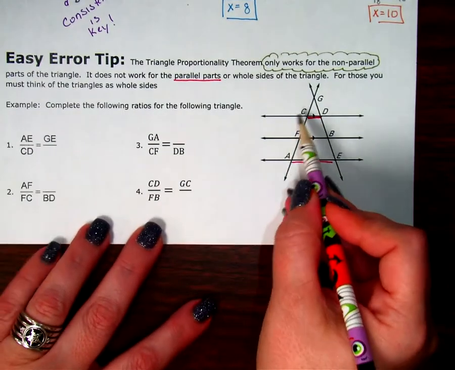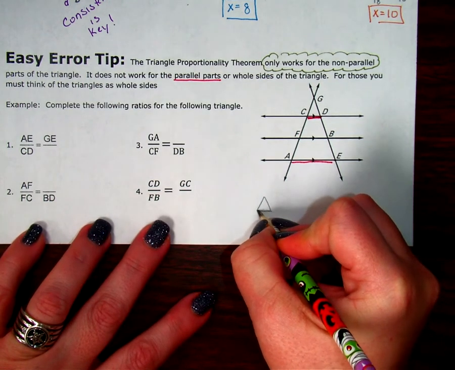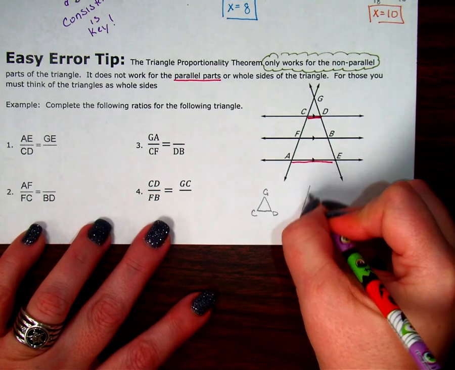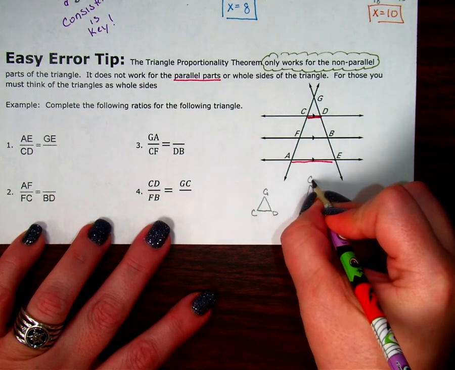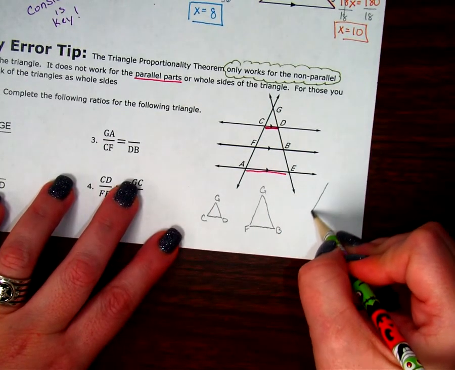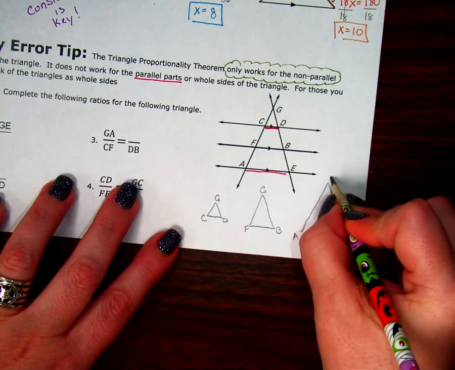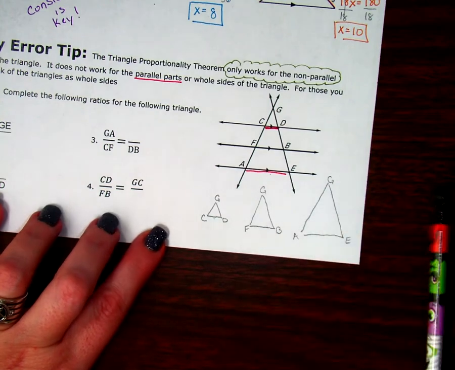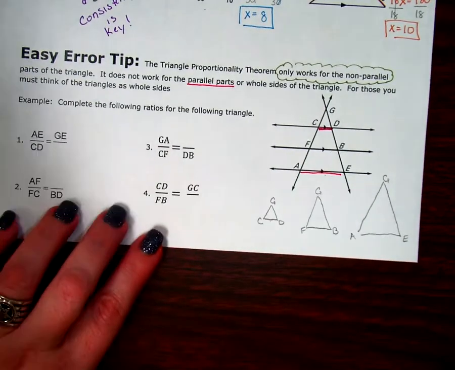If I think of this as 3 triangles instead of this one picture, I have my small triangle, G, D, and C, and then my medium triangle, which is G, F, and B, and then I have the whole big triangle, which is A, G, E. When we're working with the parallel sides, we really want to split our triangle and see what's supposed to match, and that'll help us stay consistent.